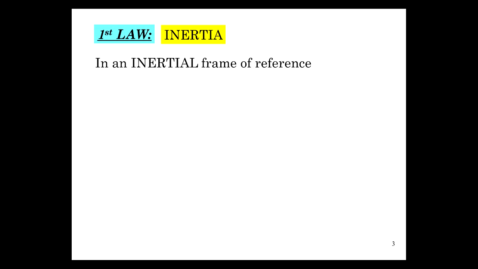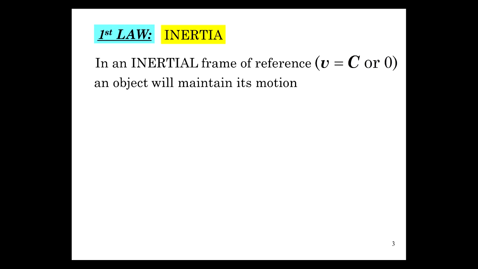Let's briefly consider the 3 laws. First law, inertia. In an inertial frame of reference, namely a reference frame that you are taking measurements in which the law of inertia holds, velocity is constant or velocity is 0. An object will maintain whatever motion it finds itself in, so whatever its initial velocity is, it stays constant, unless the sum of the forces is not equal to 0.